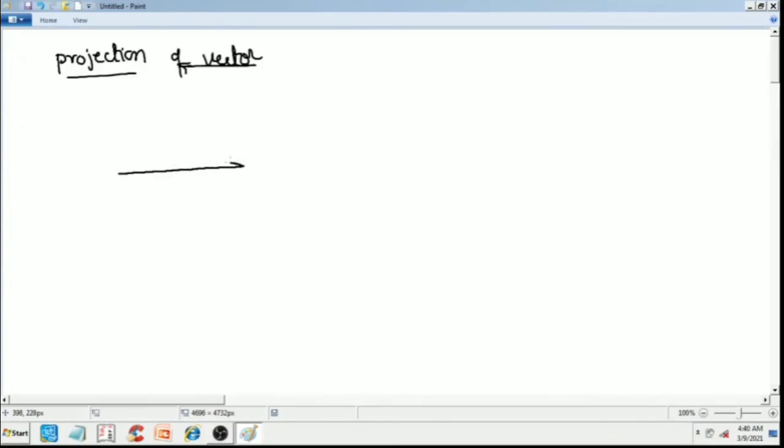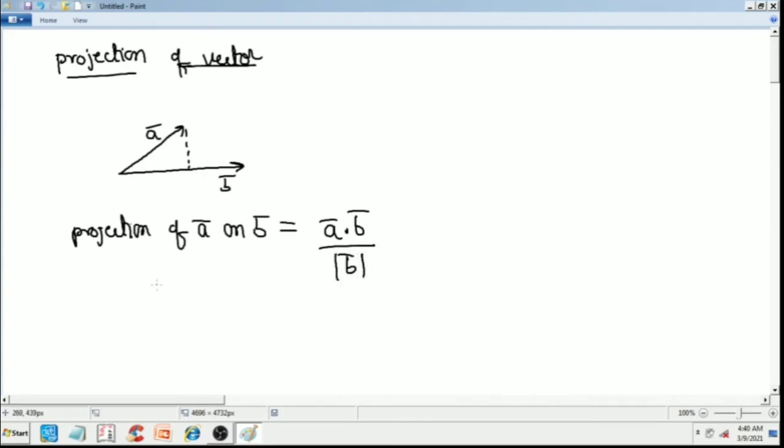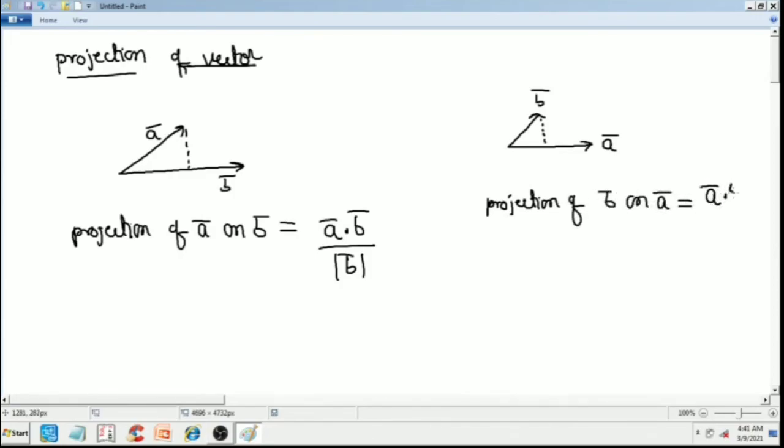Here let us consider this is b vector and this is a vector. Projection of a on b is a dot b by b modulus. This is a scalar projection. Similarly, this is a bar and this is b bar. Projection of b on a bar is a dot b by a magnitude. So this is the result of scalar projections.